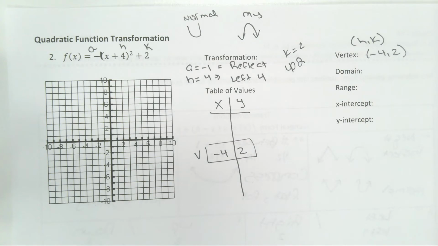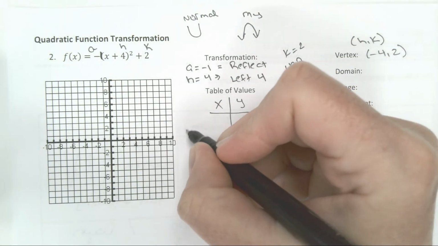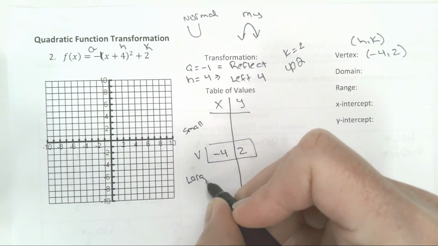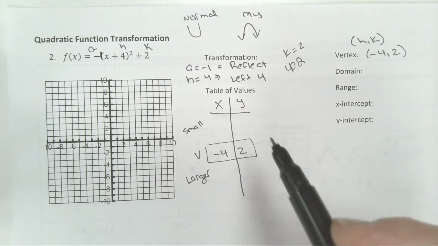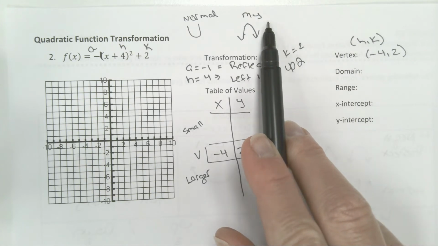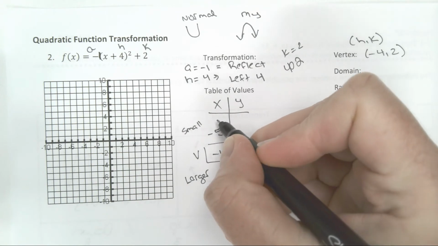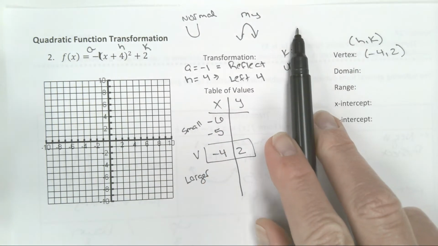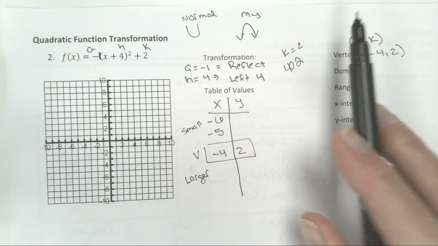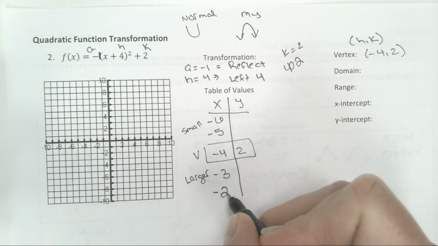So there's where my vertex is. It's still the same from the last section. I'm going to choose 2 x values that are smaller and 2 x values that are larger. So on your number line, if you had -4, if you were going to the smaller, that means you would be going left on the number line. So that would be -5 and -6. And then if you were going larger from -4, that means you would be going to the right on the number line. That means your x values are -3 and -2.